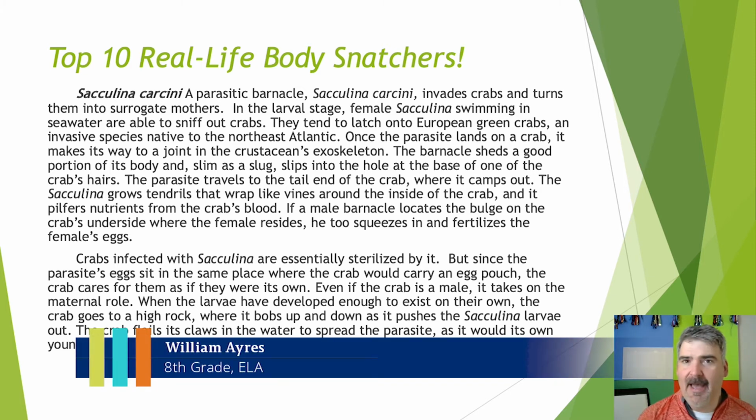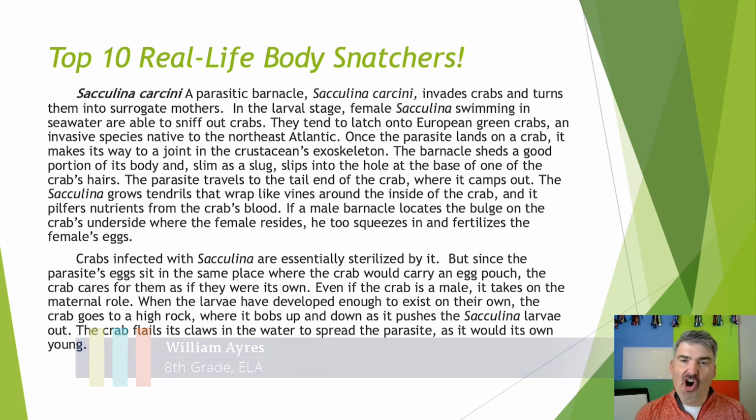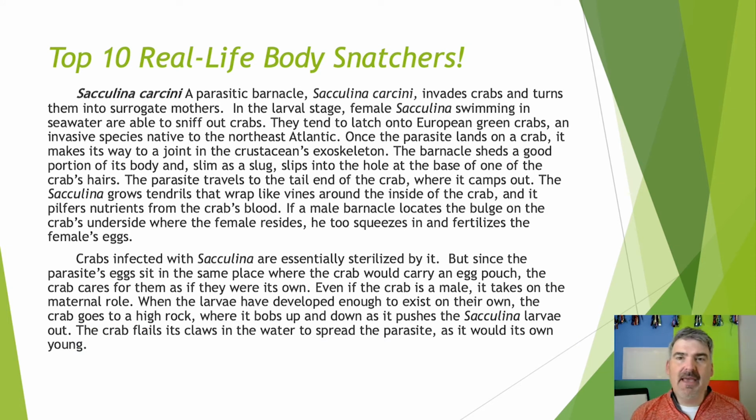Okay, so let's think about that. The exoskeleton is hard and impenetrable, which means you can't go through it. So the parasite has to find a joint, an area where the crab may be vulnerable or where it has fewer defenses. Let's see how it gets inside. The barnacle sheds a good portion of its body and, slim as a slug, slips into the hole at the base of one of the crab's hairs. The parasite travels to the tail end of the crab where it camps out.